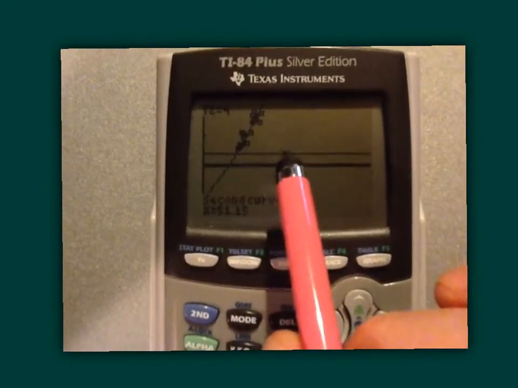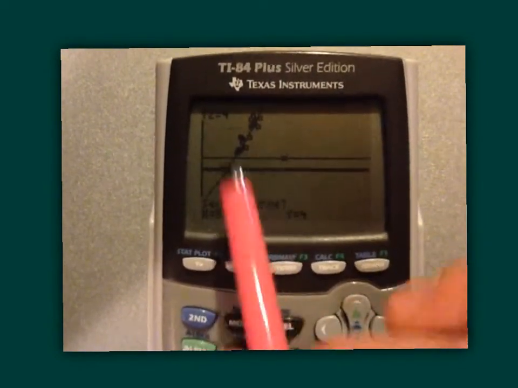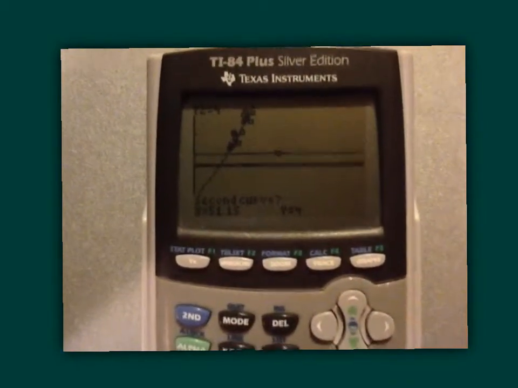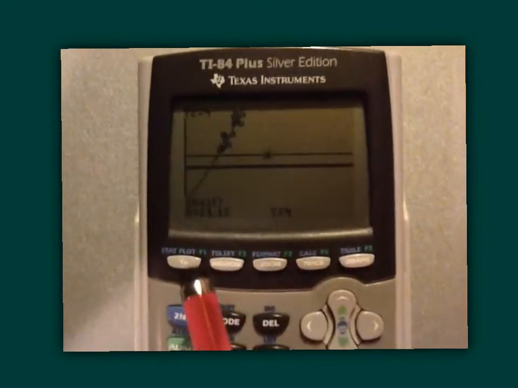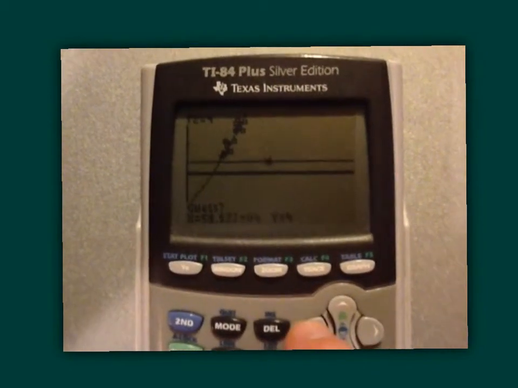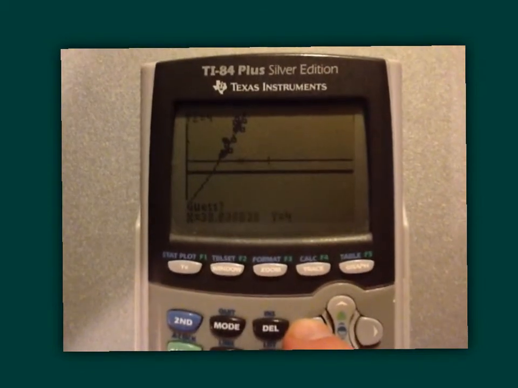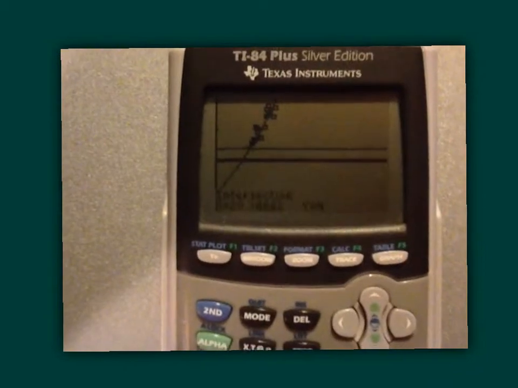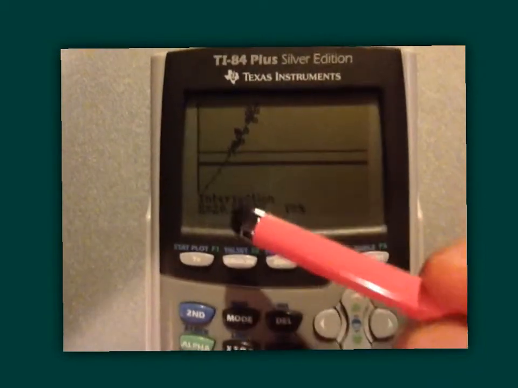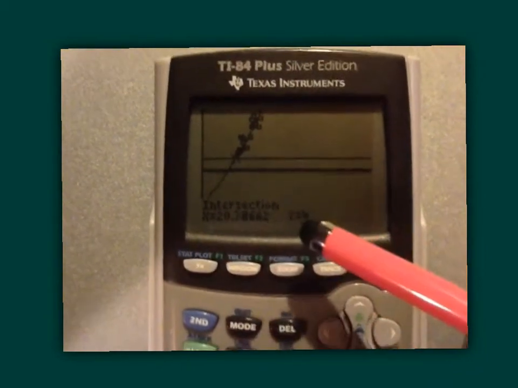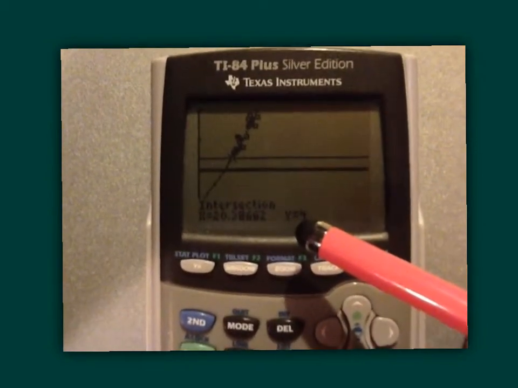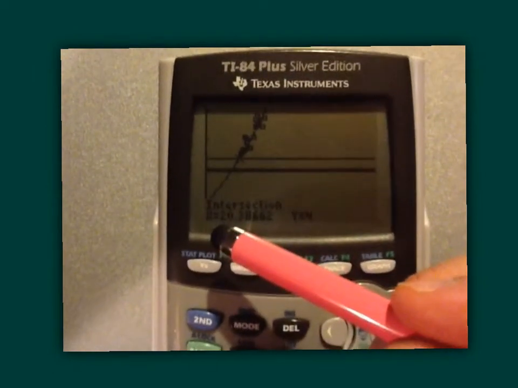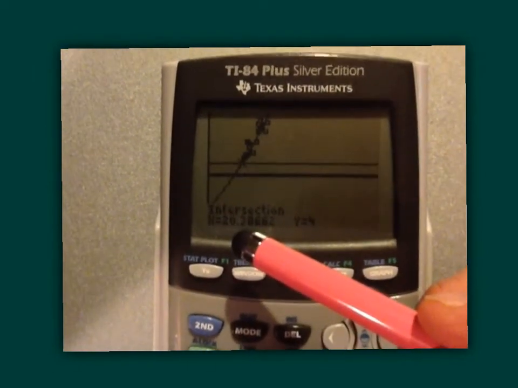Now, there's the cursor. It's telling us for the second curve, and it gives us y equals 4. That is the second line. So I'm going to hit enter again. Now, like before, it asks for a guess. We don't need to guess, but if we want, we can scroll down close to where that intersection will be and hit enter. It does its calculation, and it finds the intersection point. When y is equal to 4, which is our stopping distance, it tells us that x, our speed, should be about 20.4 kilometers per hour.